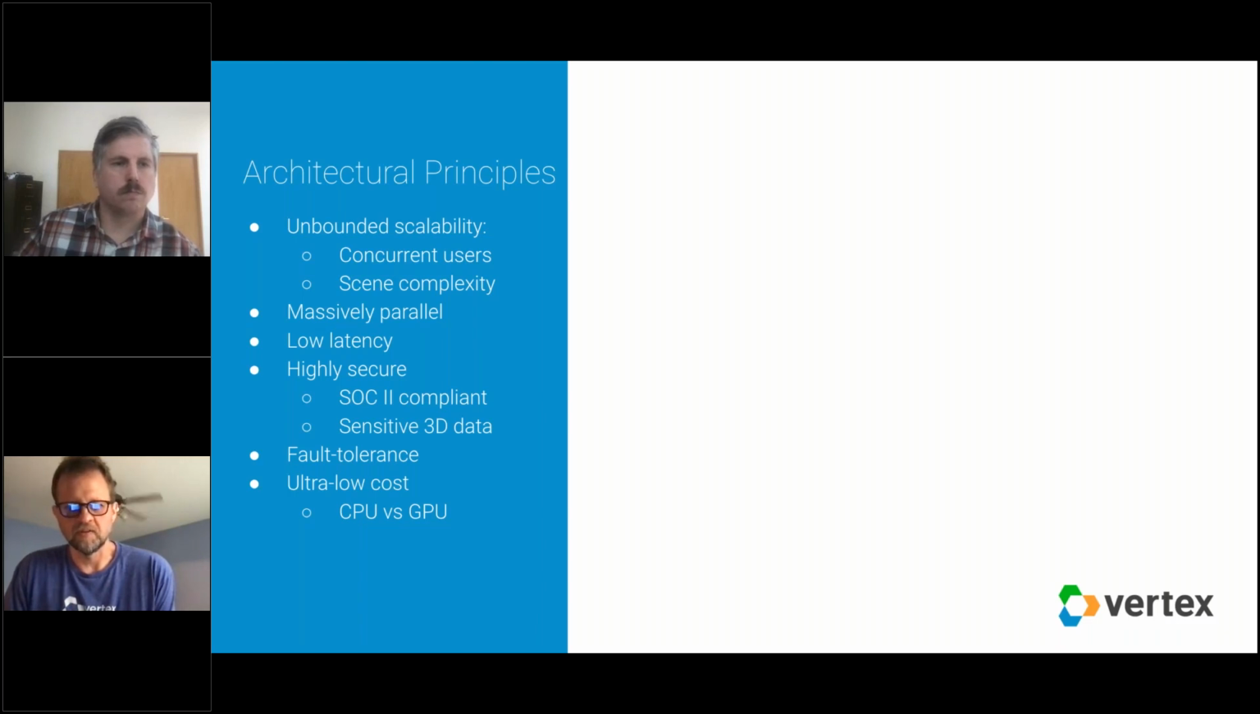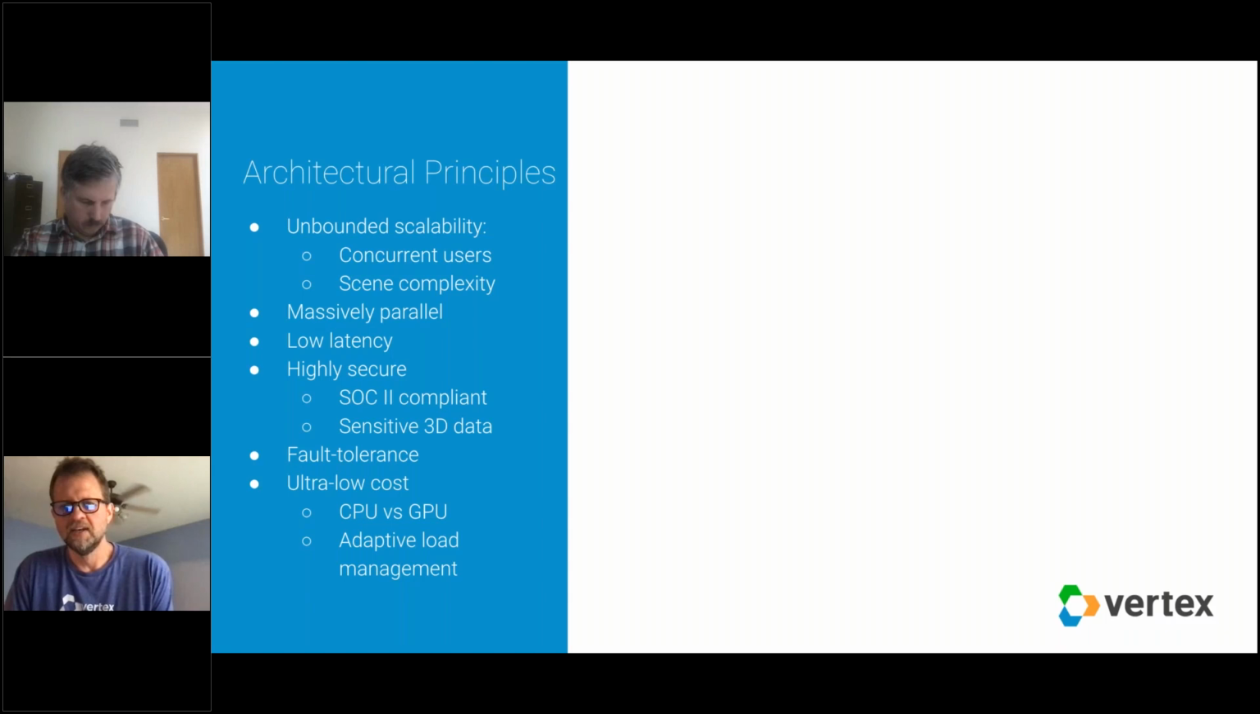Being as we're CPU based, Vertex is able to be an order of magnitude less expensive than comparable GPU-based remote rendering services. And adaptive load management. Our scaling technology maintains a statistical model of the observed load, so it's able to intelligently deploy hardware resources as needed without impacting performance or availability.